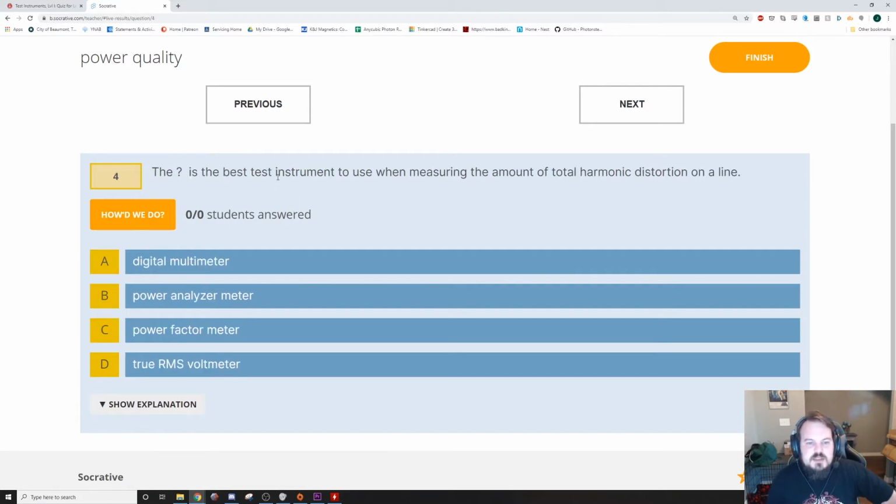The blank is the best test instrument to use when measuring the amount of total harmonic distortion on a line. That is the power analyzer meter. So I would look up total harmonic distortion first. Total harmonic distortion is found on page 184. And in the next column over is harmonic measurement procedures. Whenever you read through that, it talks about using a power analyzer meter to read total harmonic distortion. Again, that's power analyzer meter.